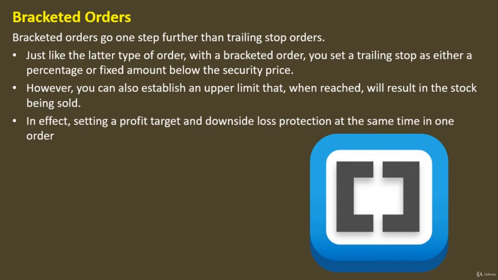So you bought a security, maybe as a market order, and now you're going to put in your trailing stop. That's how you do it. But with a bracket order, in addition to setting your trailing stop, you're in effect also, at the same time, establishing an upper limit that when reached will result in the security being sold, so kind of like a target. So in effect, you're setting a profit target and downside loss protection at the same time, all in one order.